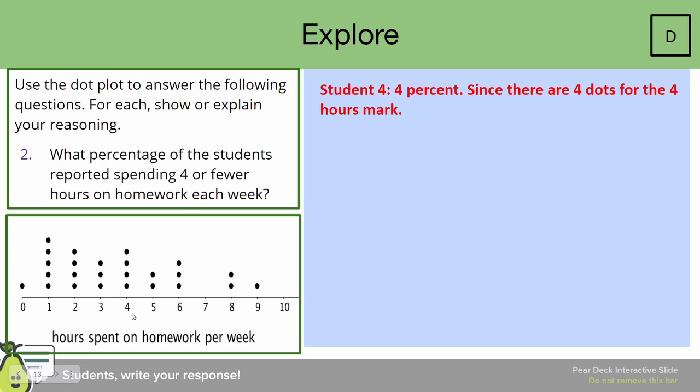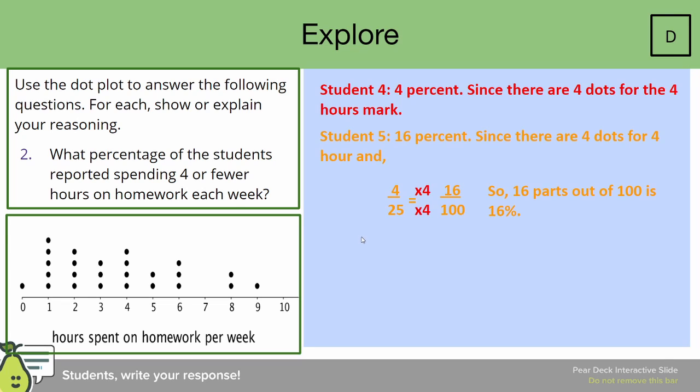They merely looked at the number 4, counted how many dots there were, and thought that was the answer. This is wrong for two reasons. It is wrong because that is not how you create a percentage, but also it's wrong because they didn't ask you to look at only how many students spent 4 hours per week. In the question, it says, what percentage of students reported spending 4 or fewer hours per week? Okay, so that's a little bit different. So therefore, student 4 is wrong. Let's take a look at our next student.